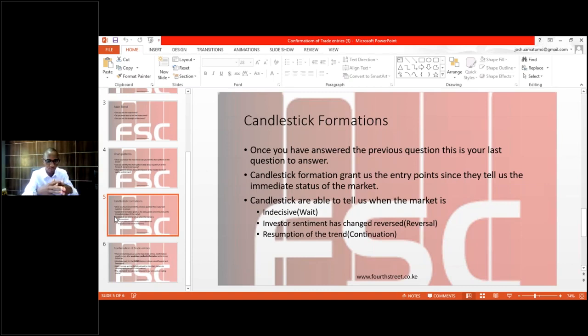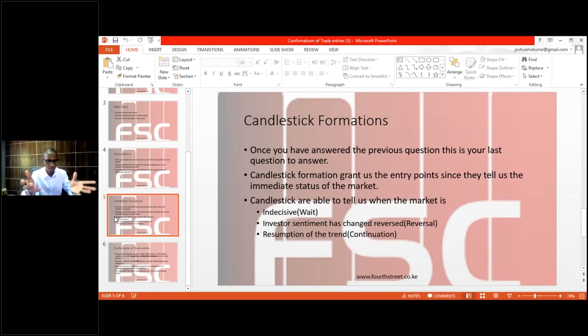Is it the buyers about to push the market up, or is it the sellers or the bears who are about to push the market down? Or are we about to experience some consolidation? And we get to decipher all of this based on the candlestick formations that happen on the forex charts.